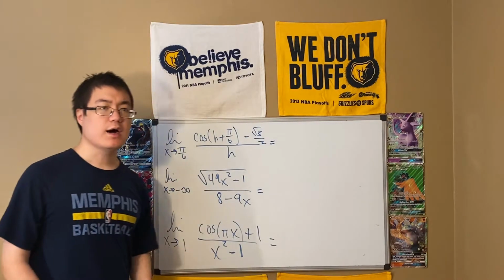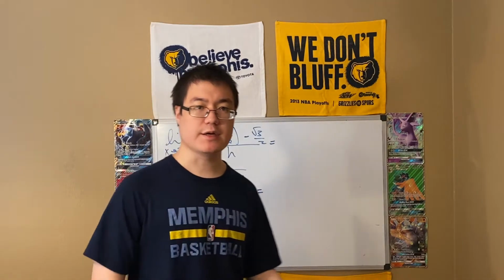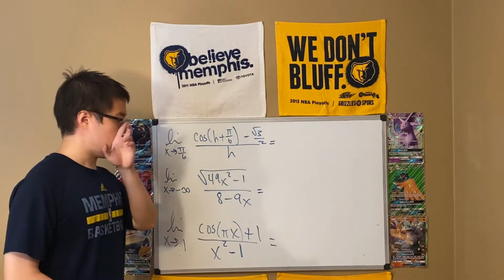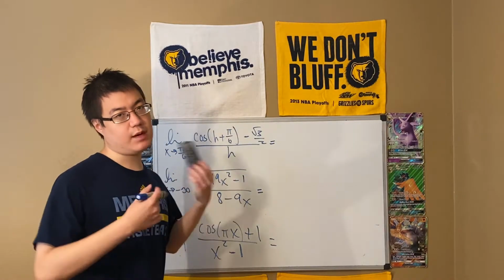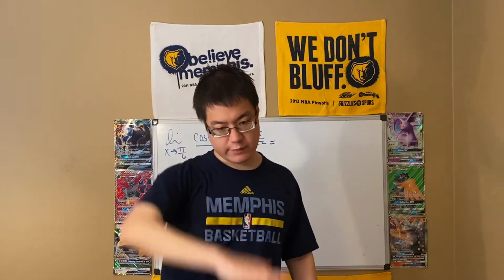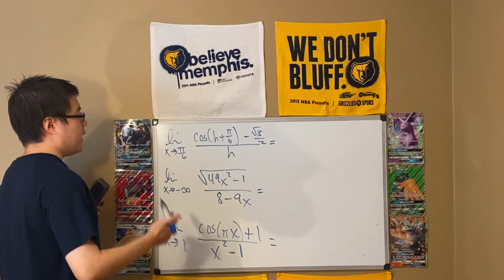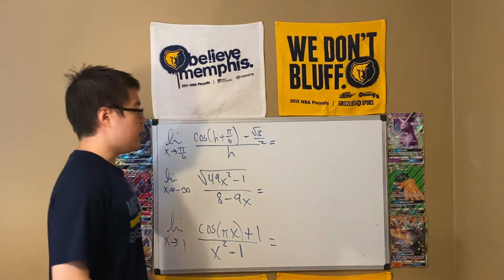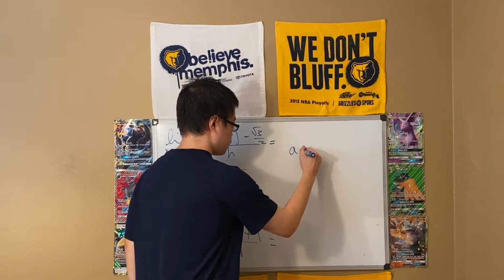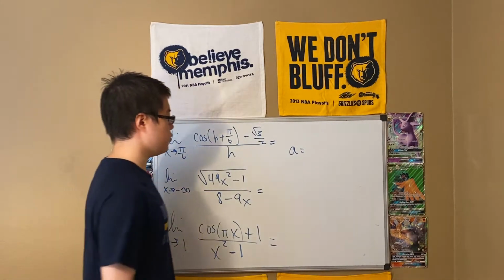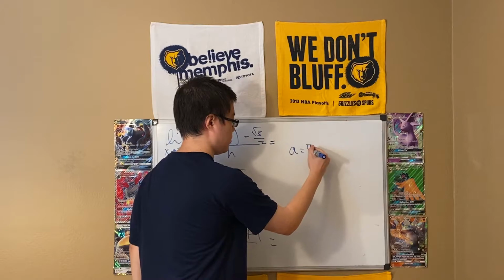So the first one is pretty obvious that it's a definition of derivative question because it involves an h. So same thing as the other definition of derivative question, the same method. What you want to do is identify a function, identify a, take the derivative of the function, plug in that a. So we're going to do that. When I do the h ones, I like to identify the a first instead of the function. The a is always the thing getting added to h, so notice that it's pi over 6.